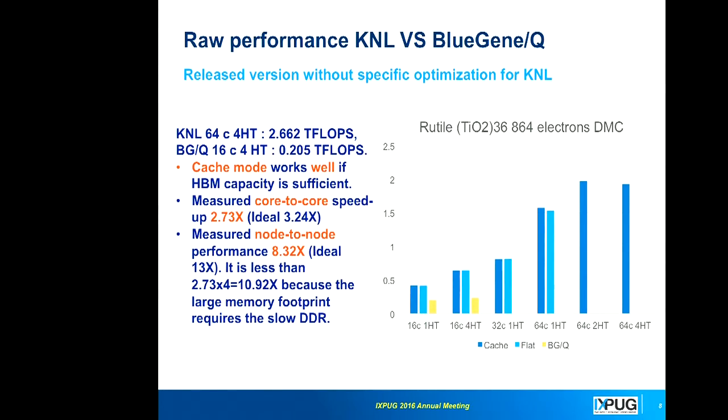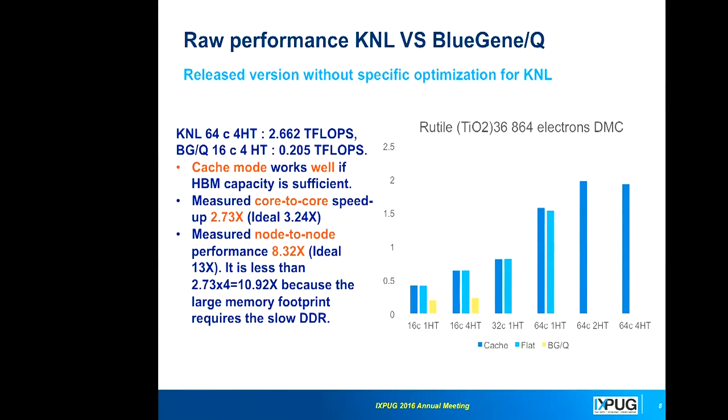Then if we compare the core-to-core speedup, these are the KNL, this is the Blue Gene, we got approximately 2.73 in this way. So we are a little bit off this 3.24, which I can directly compute based on the previous slides. But it's OK. There is a lot of room we can work on further.